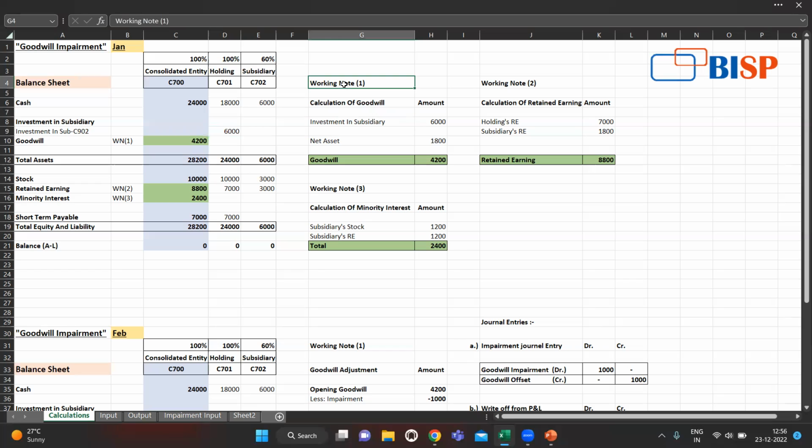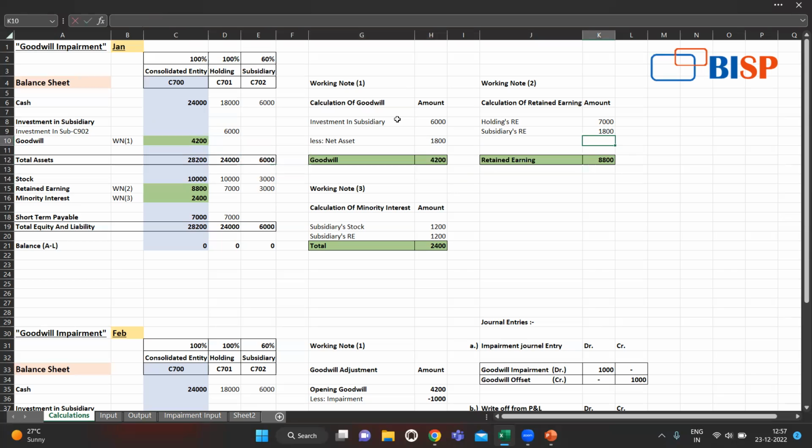That is working note 1. To calculate the goodwill, we have to take the investment and subtract our net assets. For net assets, we take the stock and prior period retained earnings, if any. In our case, we don't have any prior period retained earnings. So for net assets, we just take the 60% stock of the subsidiary and subtract it from the investment. It will come to 4,200. As you can see, 6,000 minus 1,800 comes to 4,200, and that will go to our balance sheet. So it is coming.